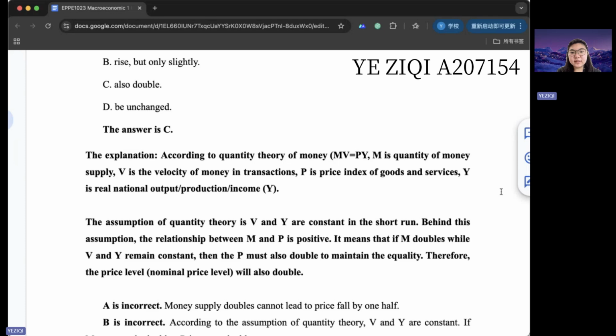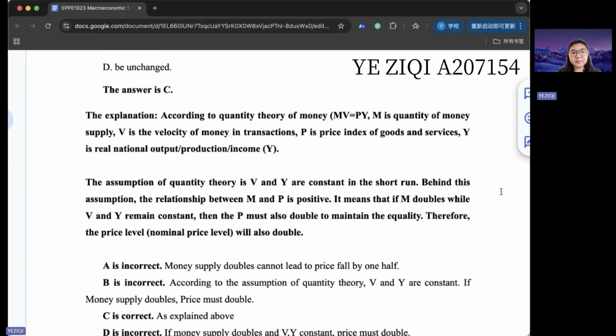The explanation: according to the quantity theory of money, MV equals PY. M is the quantity of money supply. V is the velocity of money in transactions. P is the price index of goods and services. Y is real national output, production, or income.